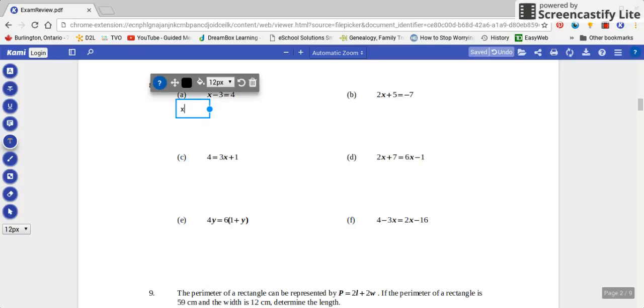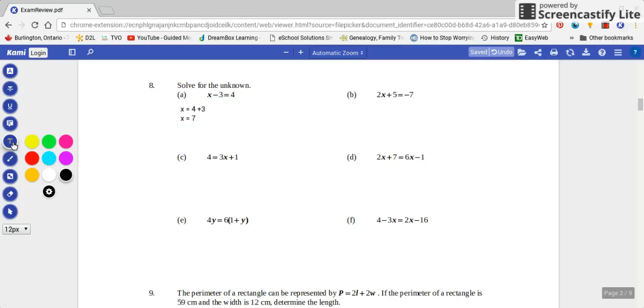So if we have x equals 4, and since we're taking away 3 on one side, we want to add 3 on the other side. 4 plus 3 we all know is 7. And that's your answer right there. It's simple as that. So we end up with x equals 7, and does 7 take away 3 equal 4? Yes, it does. You've got the right answer.